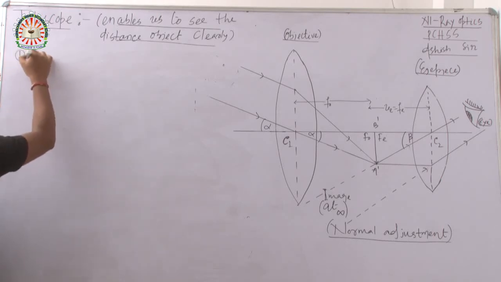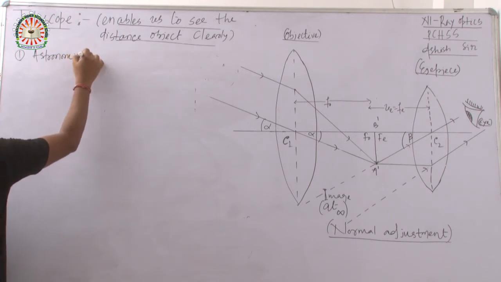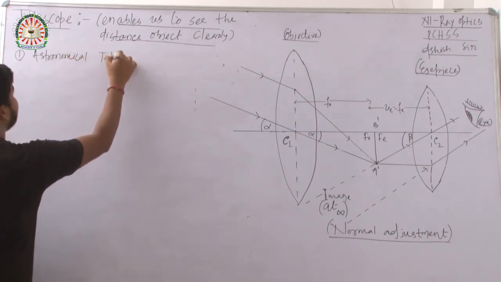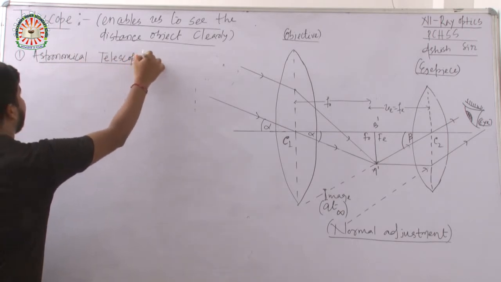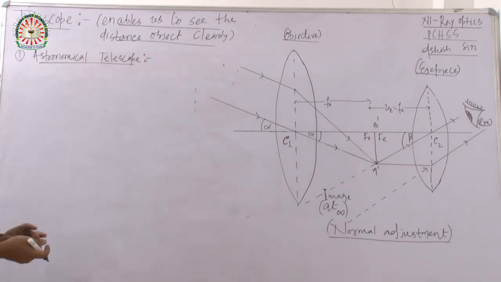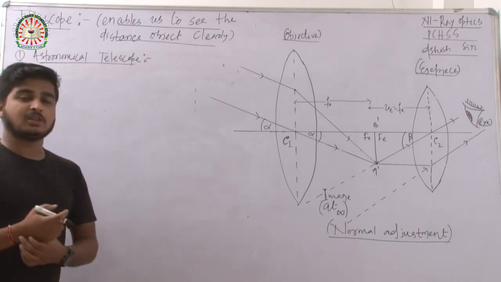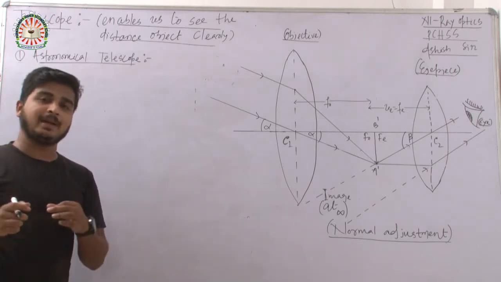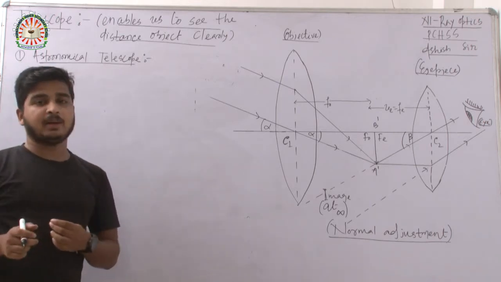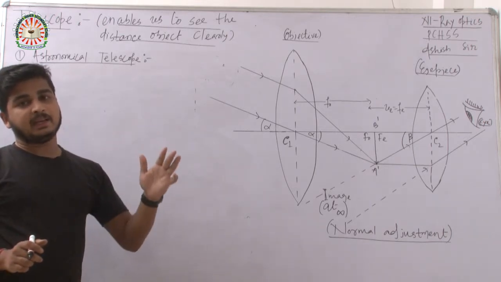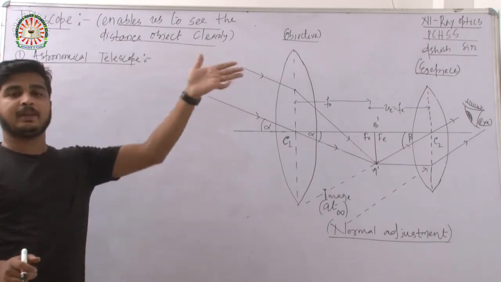So first one, that is astronomical telescope. Let's discuss astronomical telescope. So dear students, like a simple microscope and compound microscope, we know that the range of human vision is from d distance to infinite, or I can say from infinity to d.